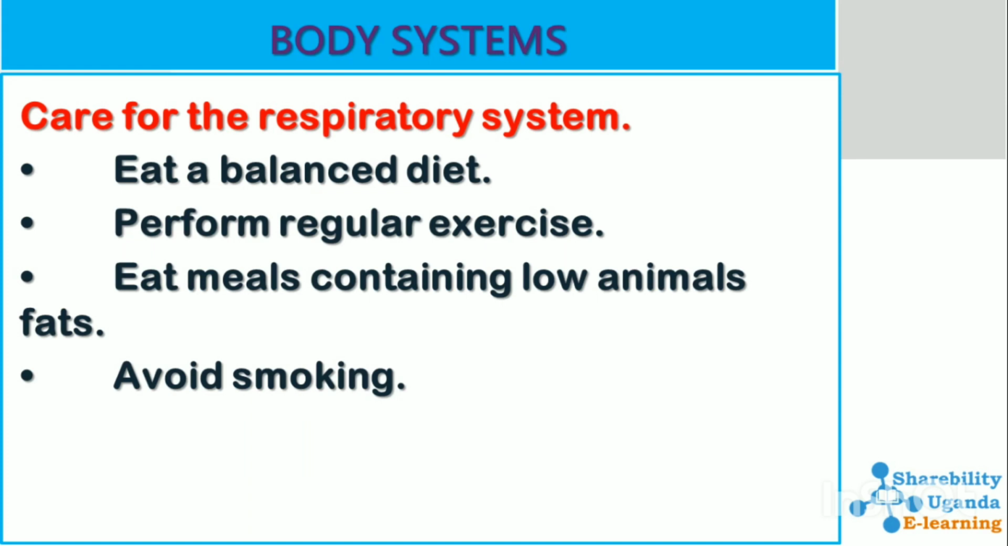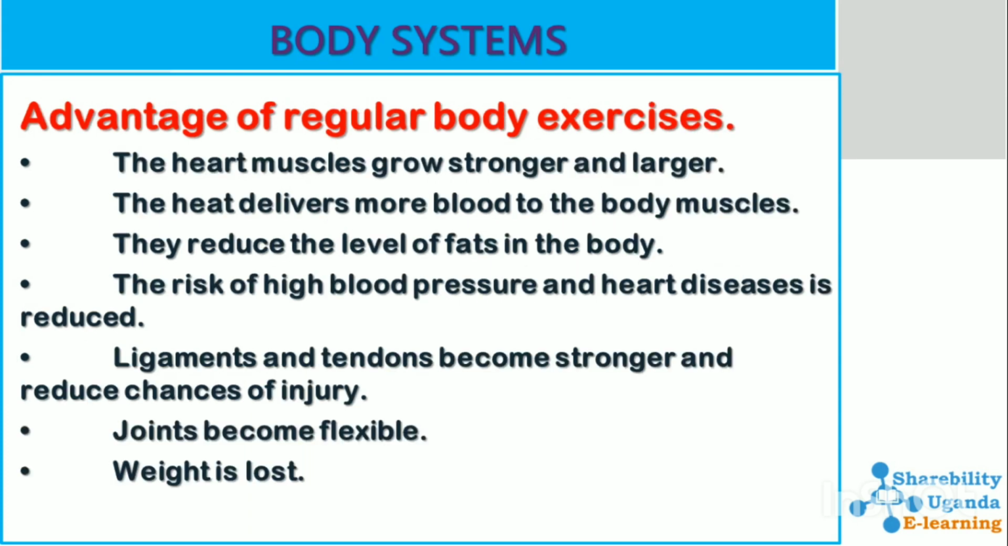How do we care for our respiratory systems? By eating a balanced diet, performing regular exercises, eating meals containing low animal fats, and avoiding smoking. Advantages of regular body exercises include: the heart muscles grow stronger and larger, the heart delivers more blood to the body muscles, they reduce the level of fats in the body which may cause diabetes, the risk of high blood pressure and heart diseases is reduced, ligaments and tendons become stronger and reduce chances of injury, and joints become flexible and weight is lost.